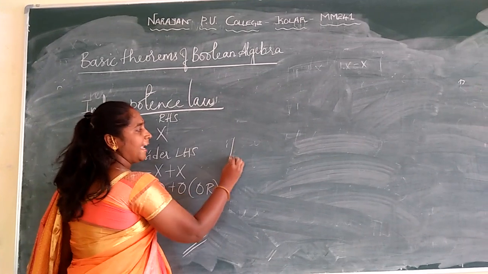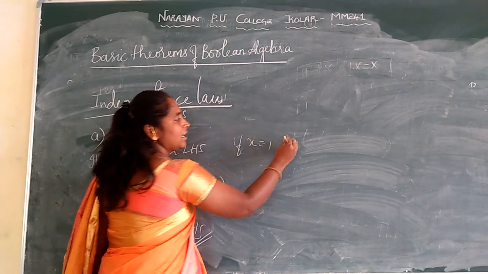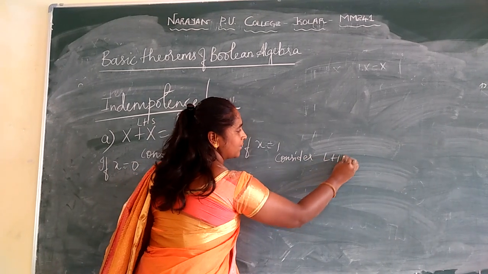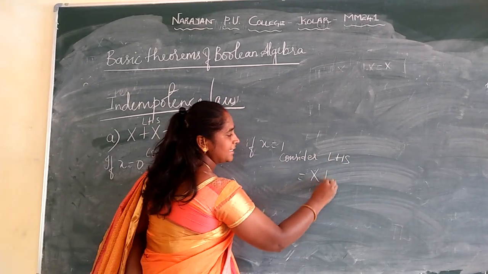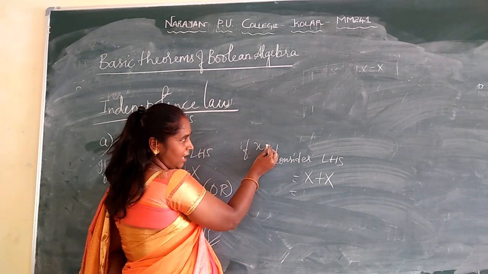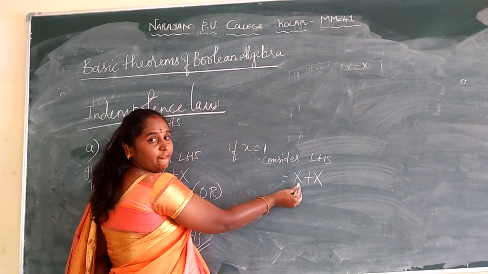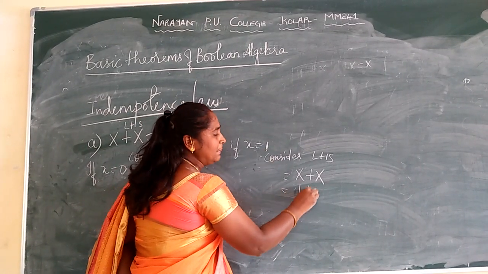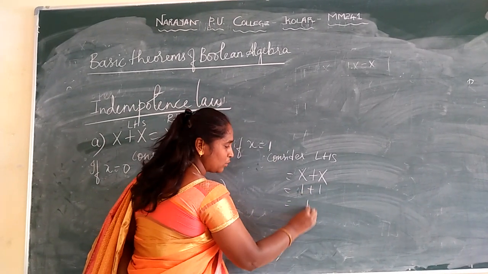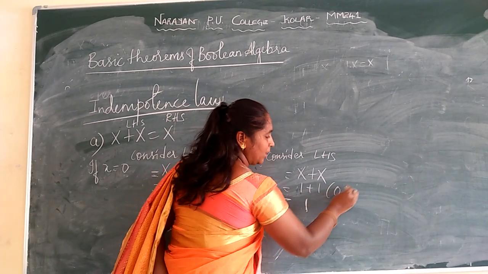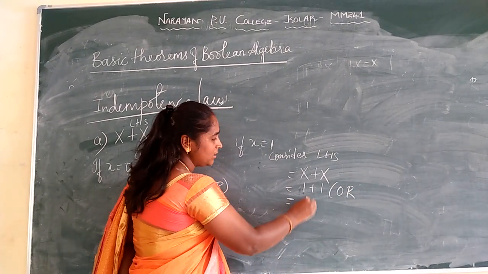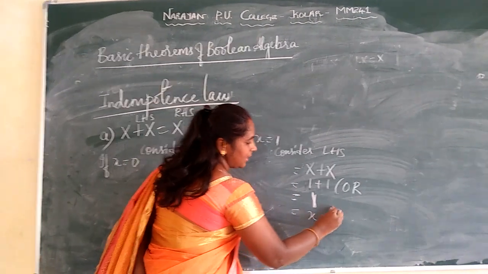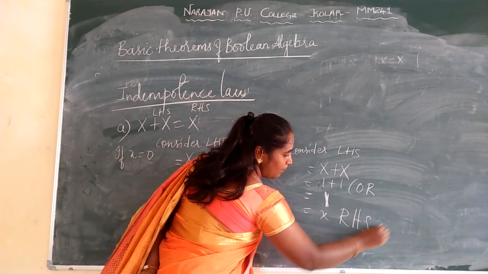Second, if x is equal to 1, consider your LHS, that is nothing but x plus x. What is the value of x here? It is 1. In each place of x, you substitute the value 1. 1 plus 1 is nothing but 1, according to your OR relation. What does this 1 hold here? It is nothing but x. So x, that is your RHS, is the proof.